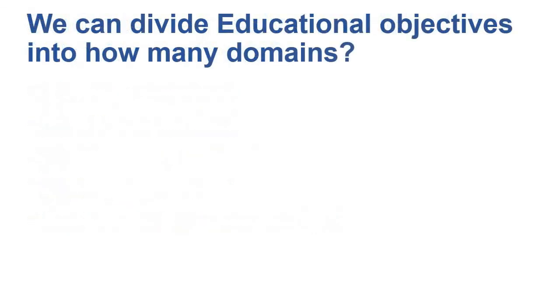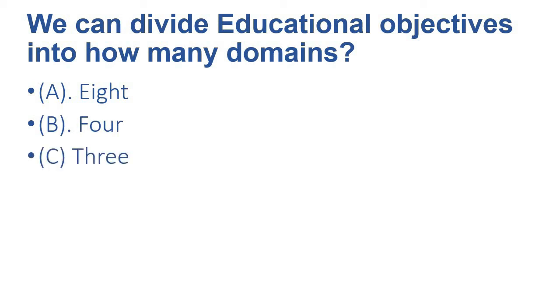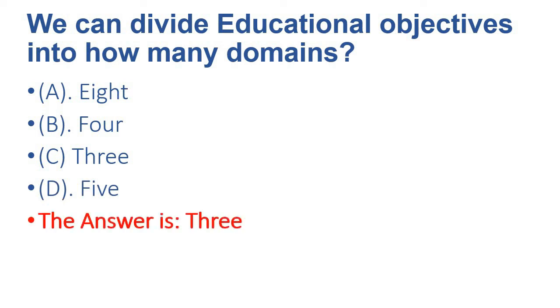We can divide educational objectives into how many domains? A. 8. B. 4. C. 3. D. 5. The answer is 3.